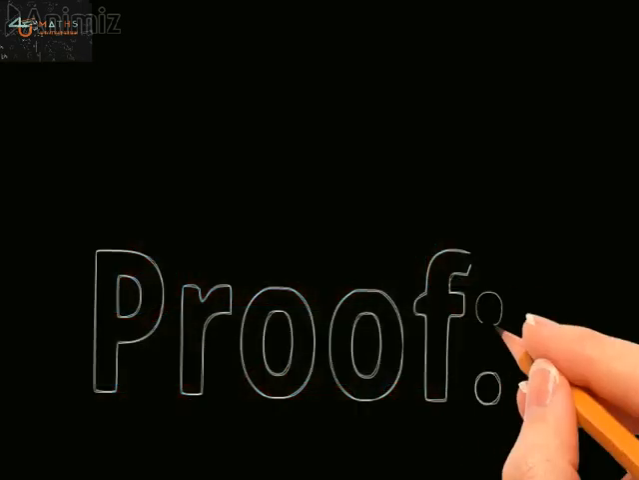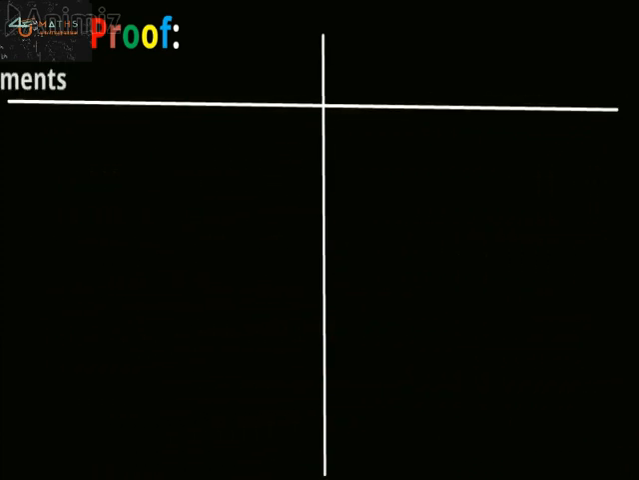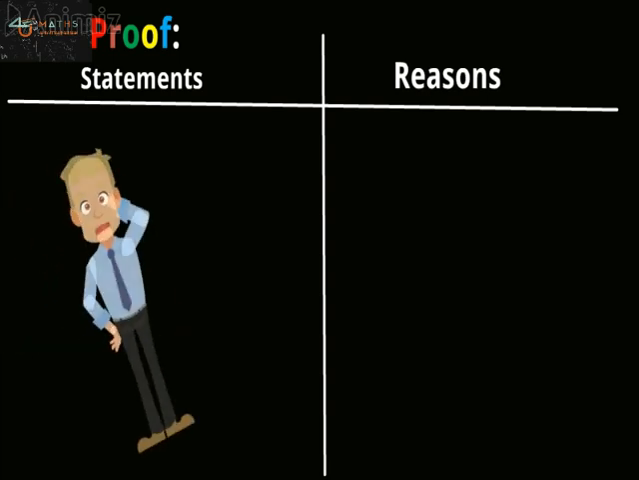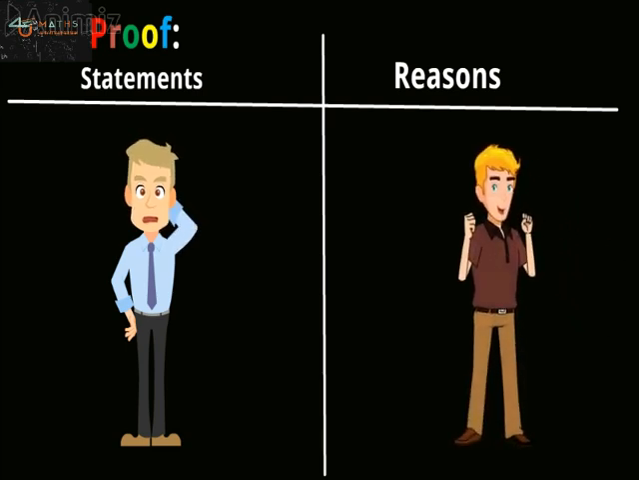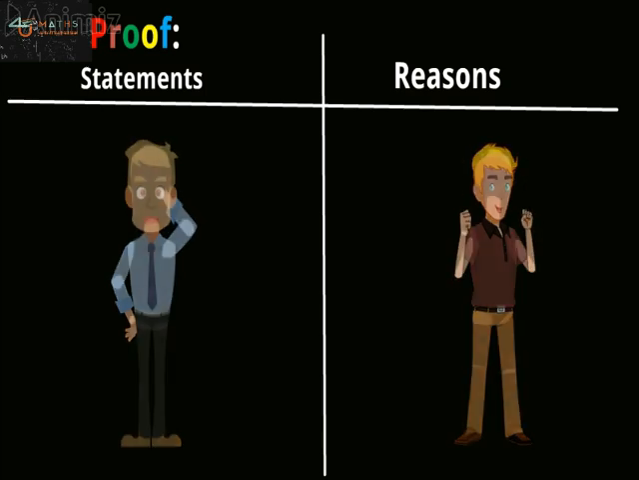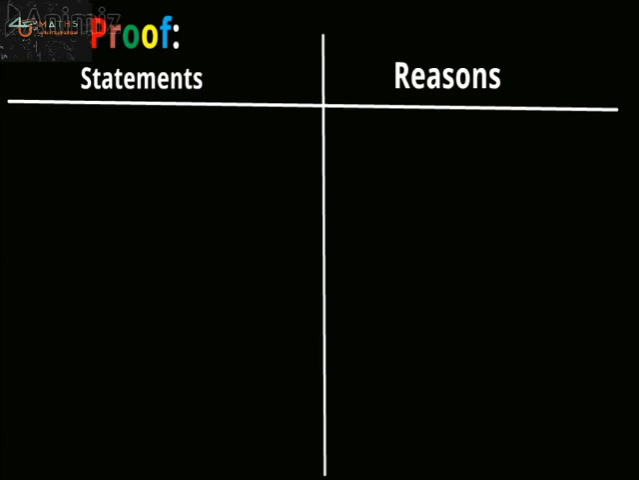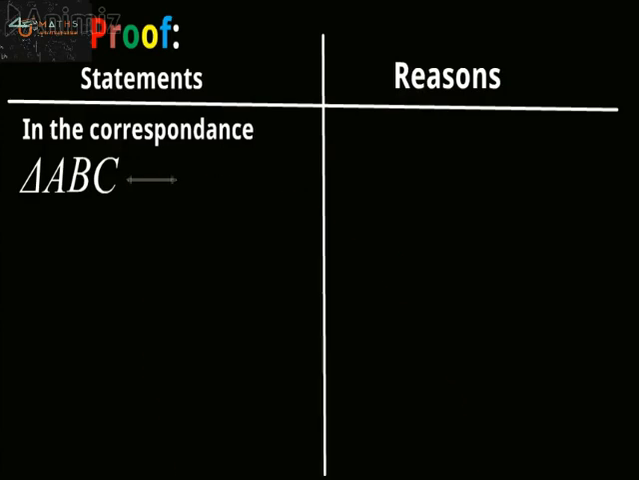Proof. First of all, I would like to draw a line so that we can separate the statements and the reasons. In statements, we will provide the assertions, the claims, while in the reasons, we will provide solid grounds for those assertions. So first, we take the correspondence of triangle ABC with triangle BDC.